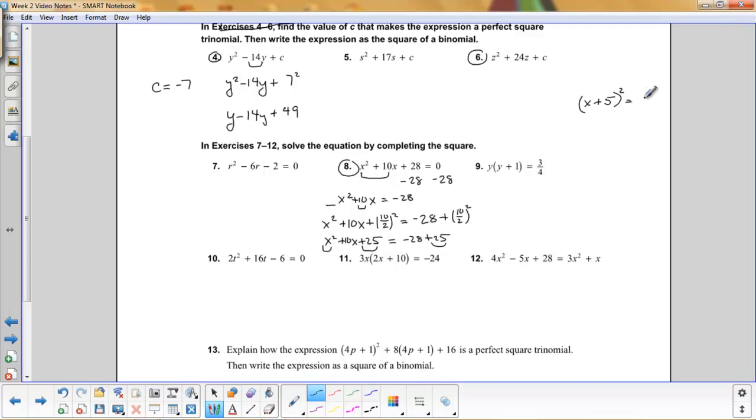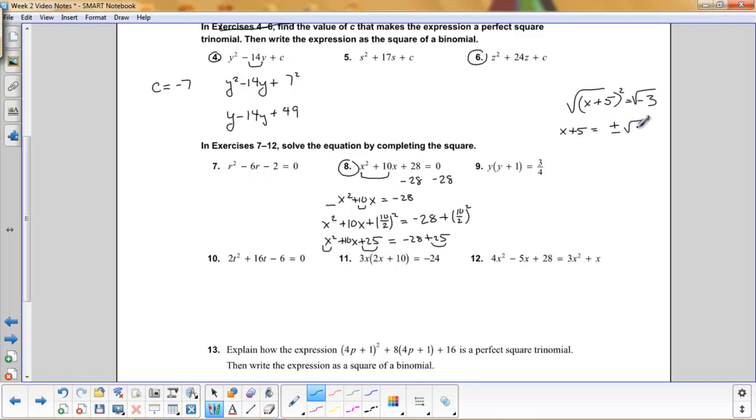Now it says to solve the equation by completing the square. Okay, well that's not too bad. I just completed the square, now I'm going to solve. So I'm going to square root both sides, alright? And I get x plus 5 equals plus or minus the square root of negative 3.